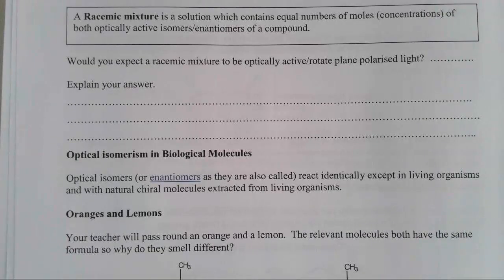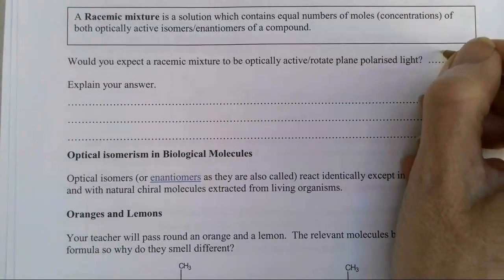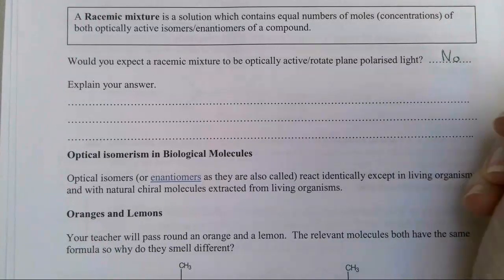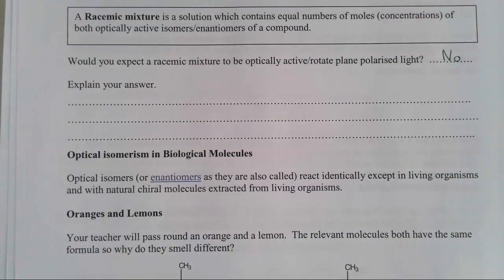So we give ibuprofen as a mixture, and we call that mixture a racemic mixture. A racemic mixture is a solution which contains equal amounts, equal number of moles, of both optical isomers. So, with that in mind, would you expect a racemic mixture to be optically active? In other words, to rotate the plane of plane polarized light? Well, the answer here is very simple. No, we would not expect it to show optical activity.